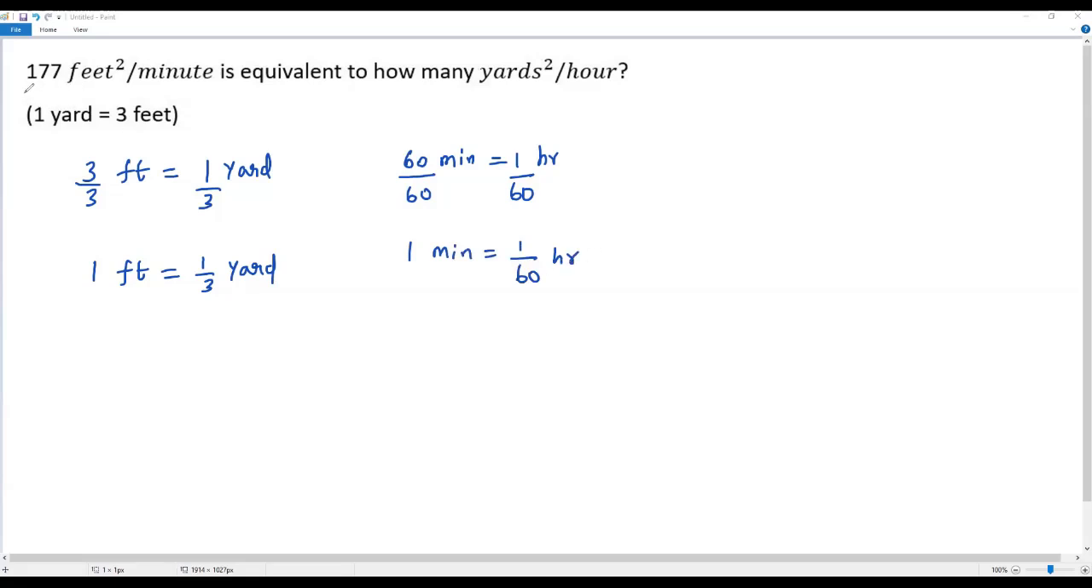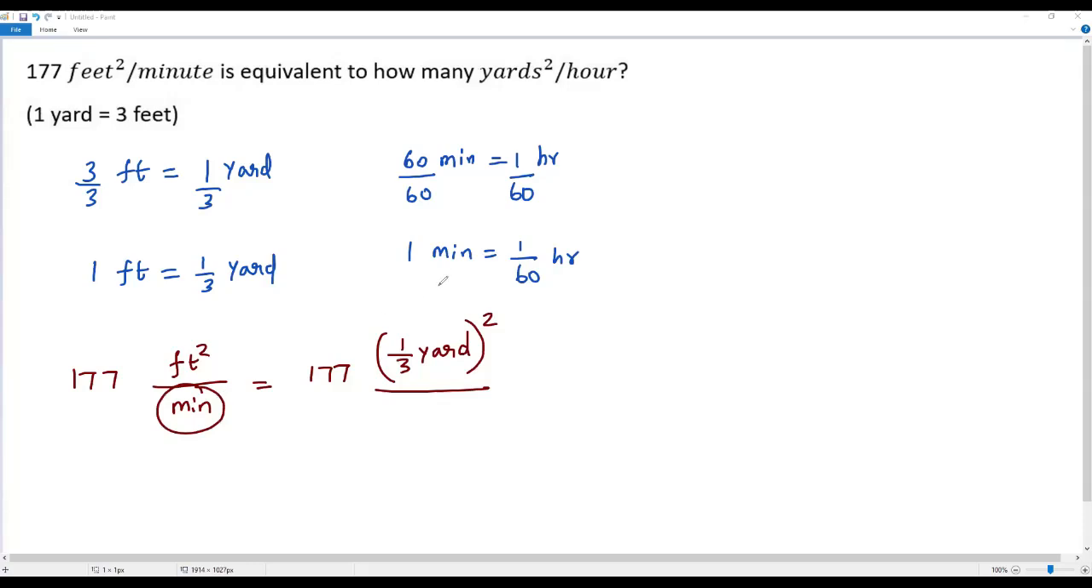Now let me take the given quantity we have over here, that is 177 feet square per minute. Just now we got that 1 foot is equal to 1/3 of a yard, so this foot can be replaced by 1/3 of a yard. So 177 times 1/3 of a yard, the whole square. Since we have square for this feet, I just squared the quantity which is equivalent to 1 foot. In the denominator we have minute, and we got 1 minute is equal to 1/60 of an hour, so this minute can be replaced by 1 over 60 hour.